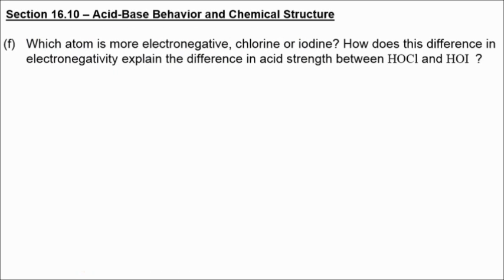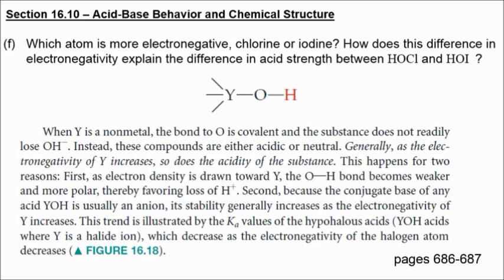Which atom is more electronegative, chlorine or iodine? Well, it turns out that chlorine is more electronegative than iodine. But how does this difference explain the difference in acid strength between HOCl and HOI? On pages 686 and 687, they talk about the trend in terms of electronegativity of this atom Y, which is directly bonded to oxygen. It says, generally, as the electronegativity of Y increases, so does the acidity of the substance.